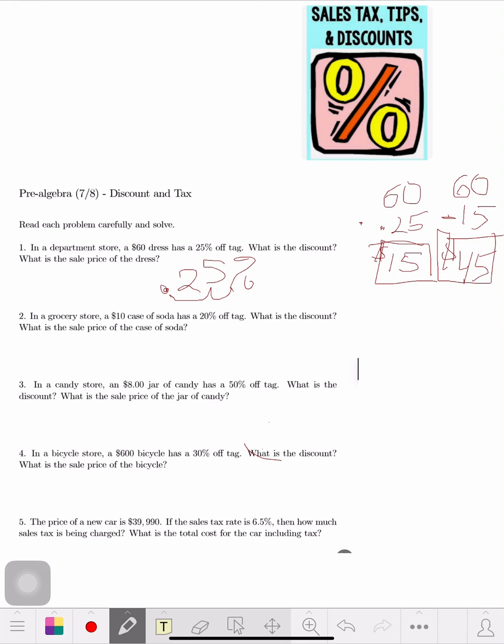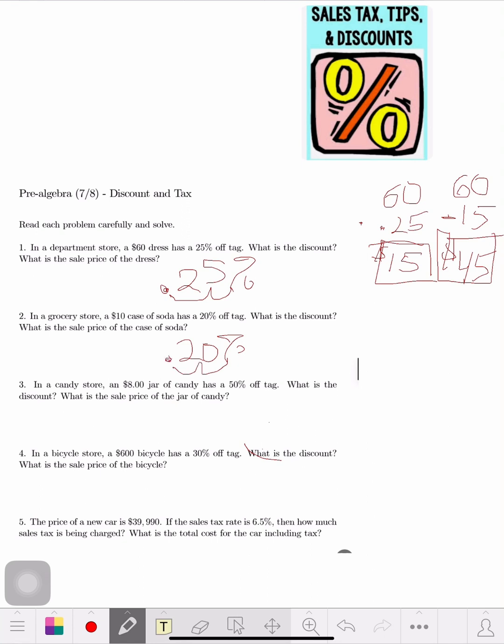It says in a grocery store, a $10 case of tonic, soda, I'm from New England, so I use the word tonic, has a 20% off tag. What is the discount? And what is the price of the case of soda? So we start, we got the 20%. Let's convert this back into a decimal. How did we do that? We moved 2 places to the left, so it's 0.20.